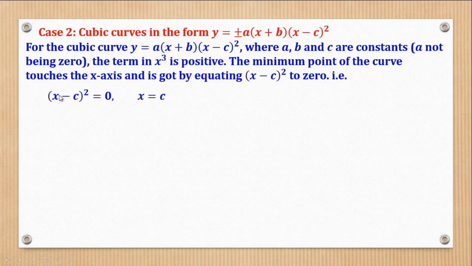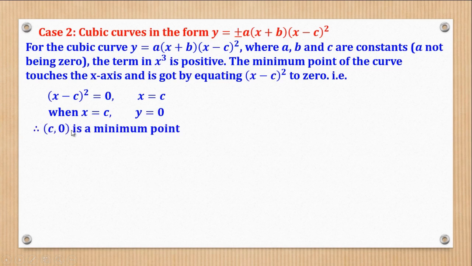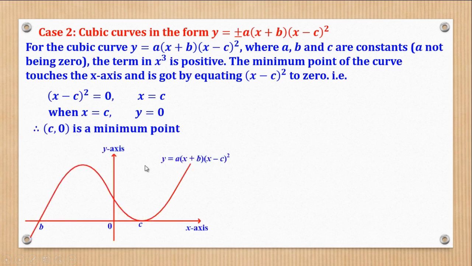When (x - c) squared is equal to 0, x will be equal to c, and when x is equal to c, y is equal to 0. What does that mean? It means that (c, 0) is a minimum point to this cubic curve, and therefore the shape will be in this form. There are two intercepts, but the intercept where the factor was repeated is a turning point, and in this case it is a minimum point because the term on x cubed is positive. So when the term on x cubed is positive, that intercept with the repeated factor is a minimum point.